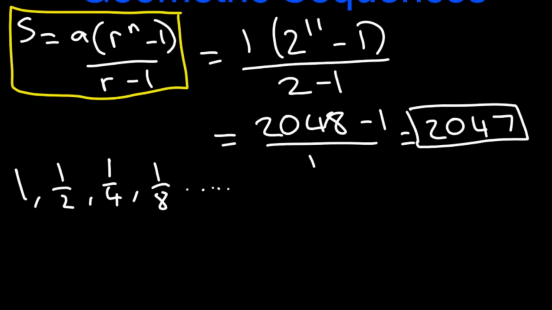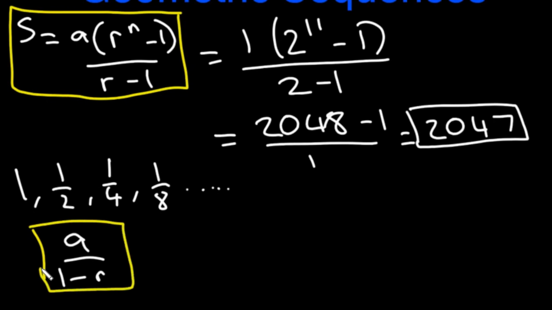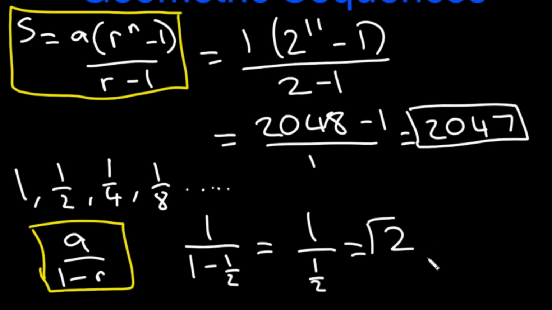Now, here's another formula that you're going to have to memorize. So we have A divided by 1 minus R. This is probably the most important formula because you see infinite geometric sequences a lot. So if you plug in the terms, A is just 1 and R is 1/2. This is 1 over 1/2, which is just 2. That's all it is. Infinite geometric sequences aren't too bad, but they show up a lot.